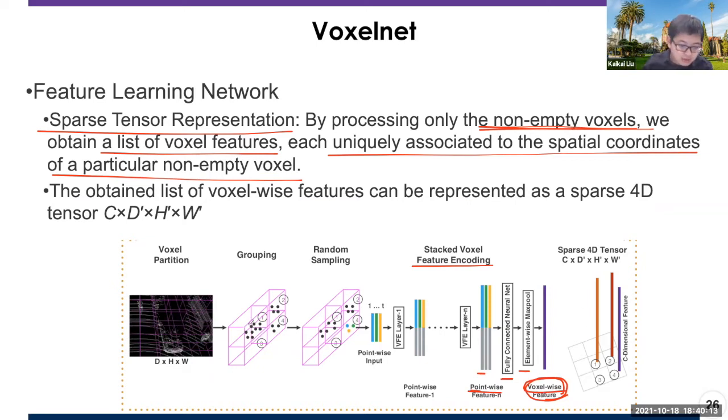Then, since some voxels are empty, they only select the non-empty voxels. Now, actually, you can return it back to the original 3D space. If there are points in some spaces, they have this kind of fixed voxel-wise feature representation. This is another feature representation. Now you can see this becomes C times D times H times W. It is a 4D tensor. So you get a sparse 4D tensor.